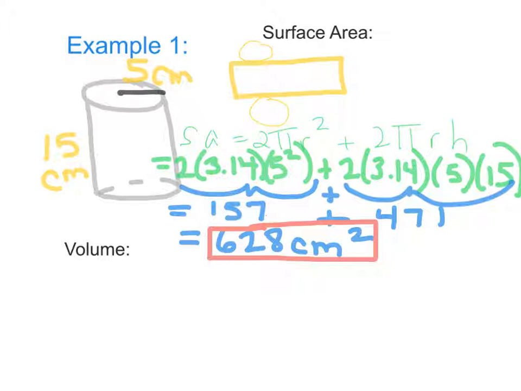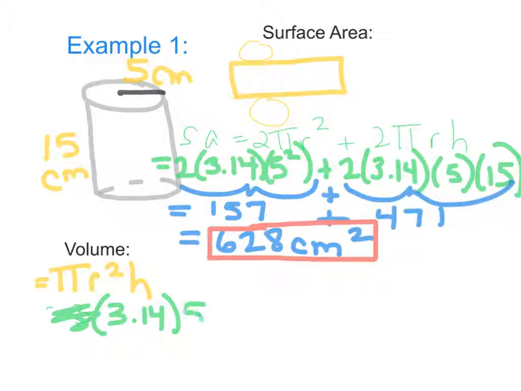Let's look at the volume formula. The volume formula is equal to pi r squared h. So we're going to use the same numbers that we're given in this cylinder to calculate the volume. We're going to use 3.14 for pi. Our radius is 5 to the second power, which is 25, and our height is 15. So let's go ahead and fill in that formula. We get 3.14 times the radius squared, which is 5 squared, times 15.